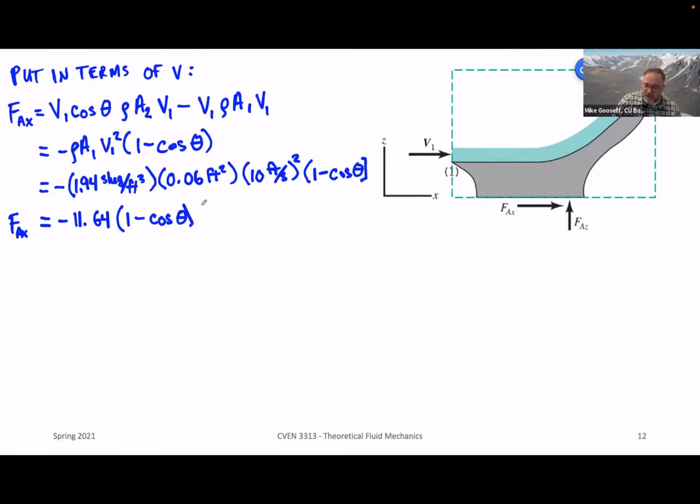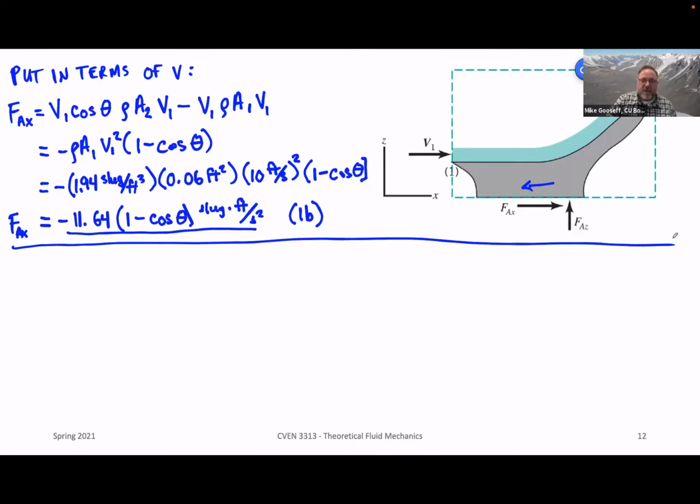And that would come out to slugs times feet per second squared, which is basically mass times acceleration. So we would also just call this pounds of force. All right, so here's FAX, and note that it came out to be negative. What that means is that the actual direction of FAX is acting to the left, not to the right. But we used our sign convention to put it in the right direction in our equation so that it fell out that way. All right.